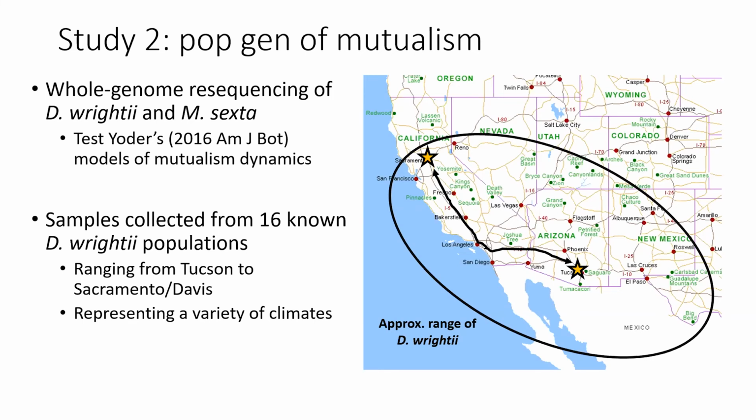So the line there roughly approximates the road trip that I will be taking. And so these climates include both the Sonoran and Mojave deserts, coastal areas in California, urban Los Angeles, agricultural regions in the Central Valley, and more higher elevation populations in the Sierra Nevada foothills.